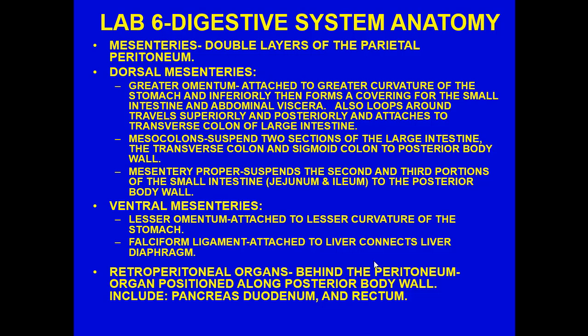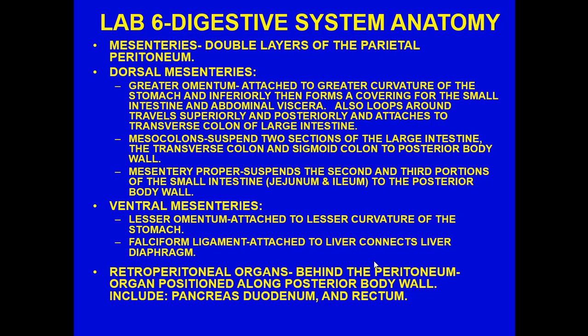The greater omentum is attached to the greater curvature of the stomach and inferiorly then forms a covering for the small intestine and abdominal viscera. It also loops around, travels superiorly, then posteriorly, and attaches to the transverse colon of the large intestine. The mesocolons suspend two sections of the large intestine, the transverse colon and the sigmoid colon, to the posterior body wall. The mesentery proper suspends the second and third portions of the small intestine, that would be the jejunum and the ileum, to the posterior body wall.